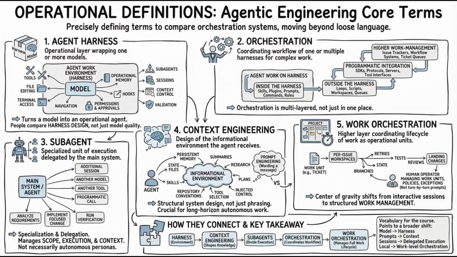Welcome to our lesson on operational definitions in agentic engineering. Before we dive into comparing complex AI systems, it's crucial that we all speak the exact same language. In this visual overview, we'll break down the 5 core terms you'll use throughout this course: the agent harness, orchestration, subagents, context engineering, and work orchestration. Once we have those down, we'll explore exactly how these definitions connect to form a complete functioning ecosystem and wrap up with an essential key takeaway.